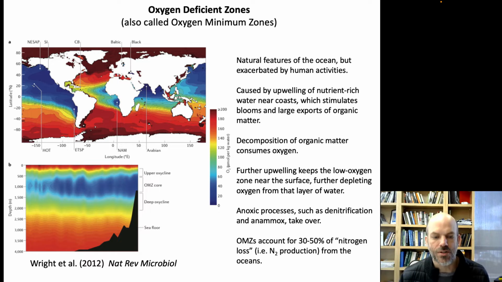And of course, when the oxygen goes to zero, you get lots of anaerobic microbial activity, including these things in the nitrogen cycle, nitrification and anammox. Another way of talking about how extensive these oxygen deficient zones can be: some estimates have them accounting for up to half of all of the nitrogen loss in the ocean. Nitrogen loss, again, is the production of N2 gas. It's called nitrogen loss because the nitrogen gas actually leaves the ocean and goes into the atmosphere.